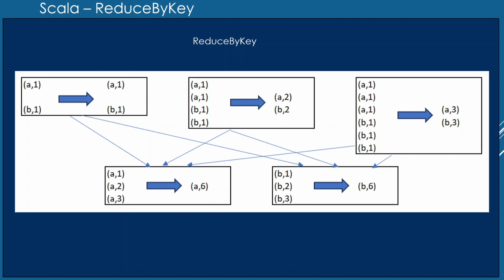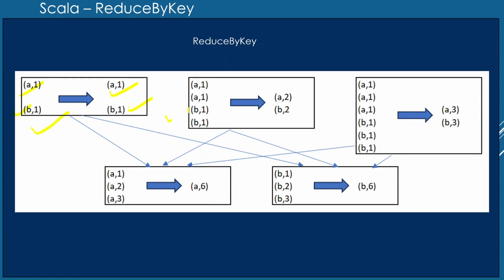Let's understand ReduceByKey with the help of this pictorial representation. Suppose this is one partition present in one executor, and the values are A equal to 1, B equal to 1. It reduces in the same partition and becomes A1 and B1, because only one value is present in this partition for both keys.